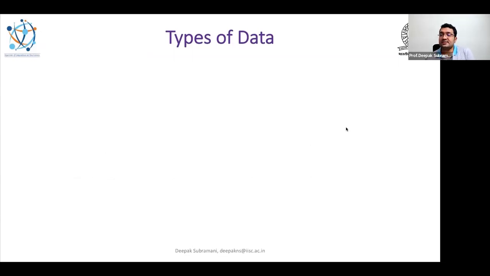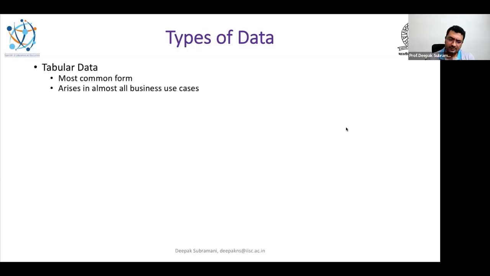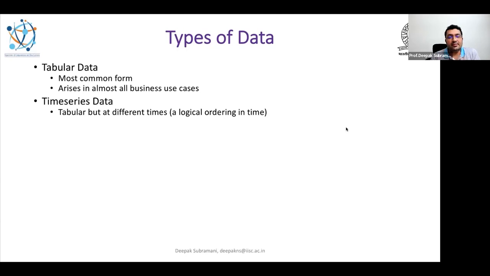Now we understand that AI is capable of doing these things. I mentioned that machine learning is about learning from data, right? So what are the types of data that are available, and what are the models needed for that kind of data? One is called tabular data. This is the most common form, and it arises in almost all business use cases. Time series data is tabular data at different times.